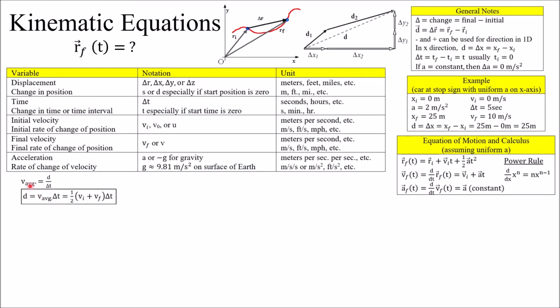And so the first one, your average velocity is displacement over time. We can rearrange that formula. We can also write your average velocity as your initial velocity plus your final velocity divided by 2. That's going to be your first one. Your second one here is just the definition of acceleration. So you have a change in velocity over time. If that happens, then you have acceleration. And you can rearrange that to be the equation that we had over here.